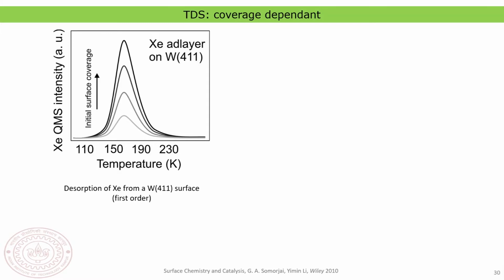So, this is again the same type of ad layer, xenon, but instead of copper 111 we have here a tungsten 411 surface. Of course, as we have already seen, the high index surface 411 is a more corrugated surface, a surface with more steps and also more kinks. Now, something interesting that you would immediately notice is the desorption temperature, which is slightly higher compared to what we have seen for the xenon ad layer on the copper 111 surface.